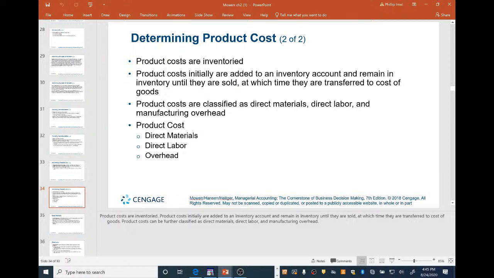Okay, product costs are going to be classified as direct materials, direct labor, and manufacturing overhead. So once again, product costs: direct materials, direct labor, and overhead. Why do you think these three things make up product cost?